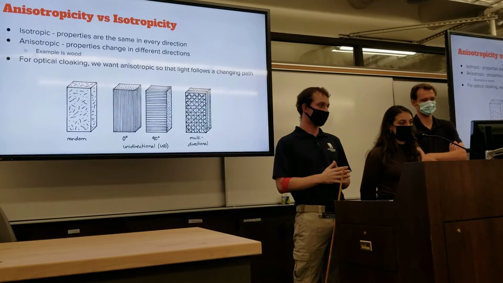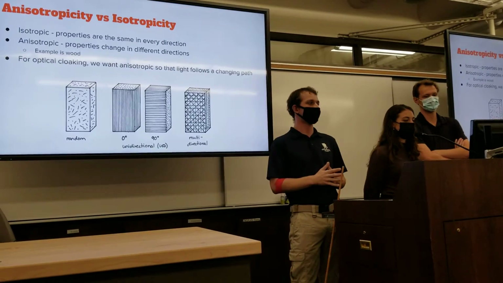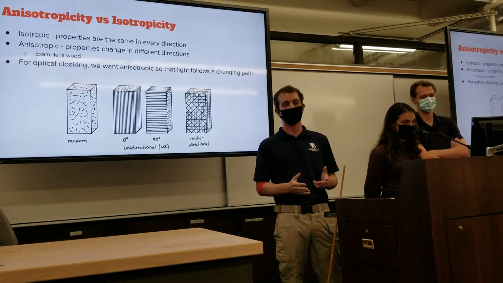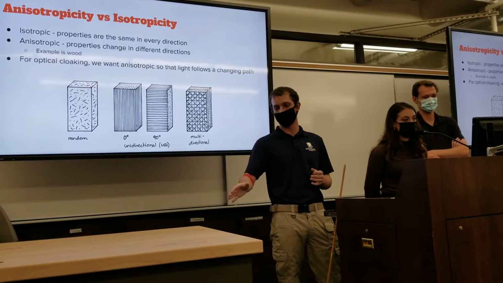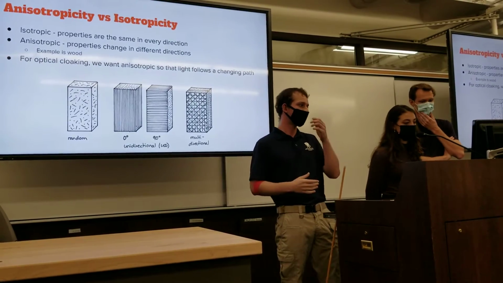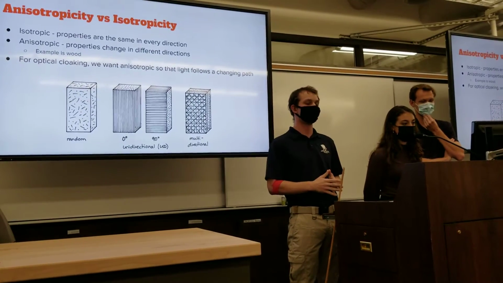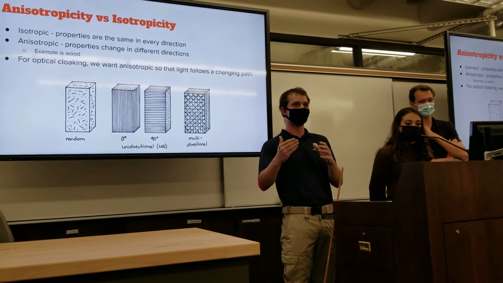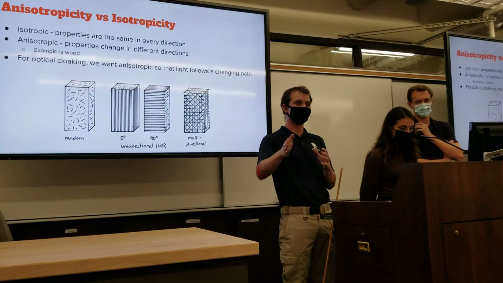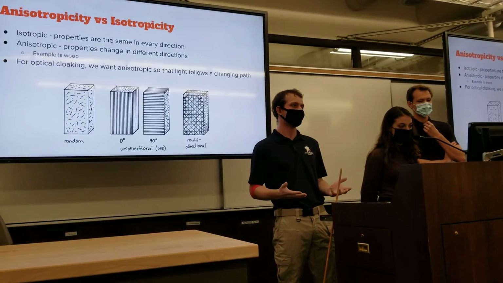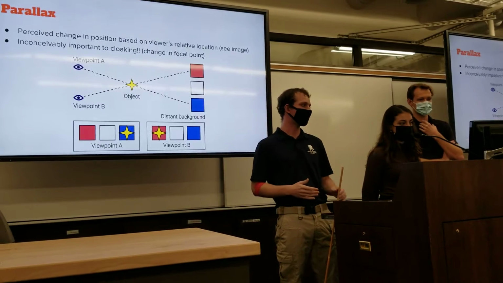Next we have anisotropicity and isotropicity. An isotropic material means the property is the same in every direction, and anisotropic means the property changes in different directions. A very common example is wood, because you can go with the grain or against the grain, and you're going to have different strength properties there. For optical cloaking, we want anisotropic, because as mentioned before, if we change that index of refraction, we want it to be changing throughout the material. We don't want it to just be going in a straight line. We want it to be constantly changing so it bends around the object. And so that's how anisotropicity fits into this.